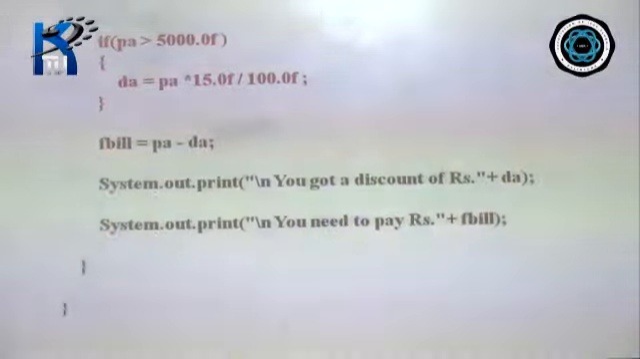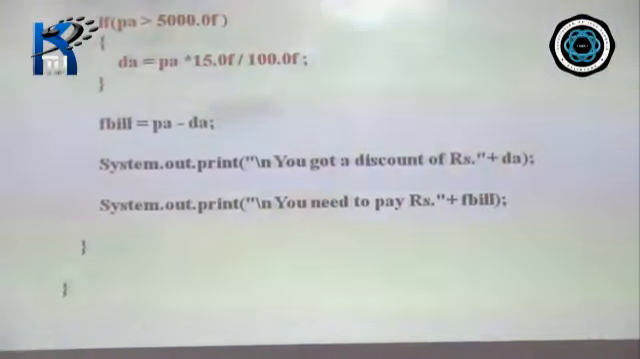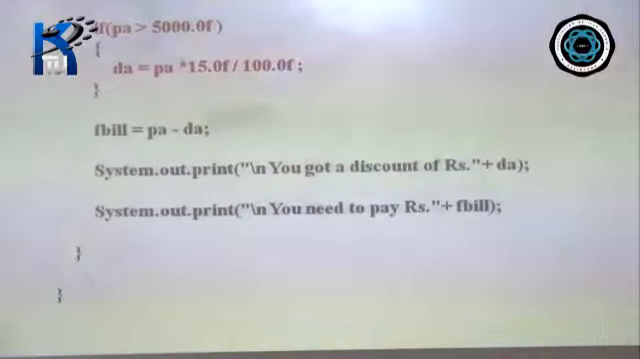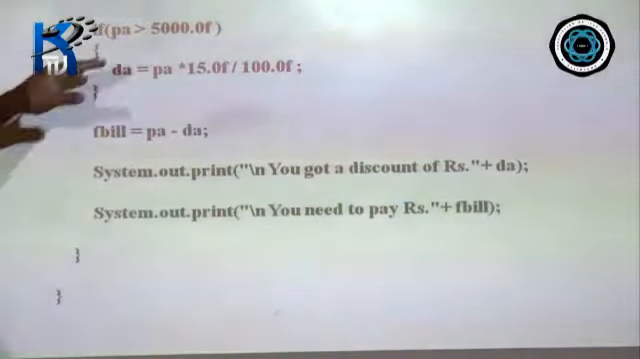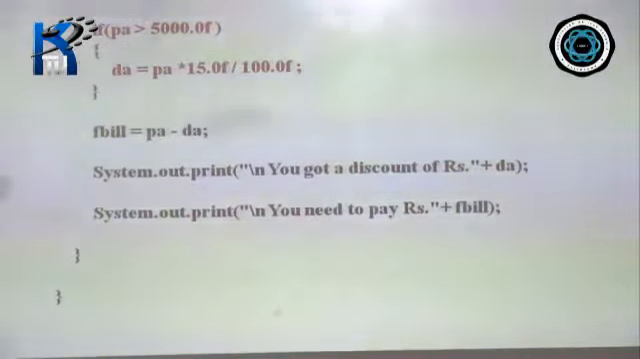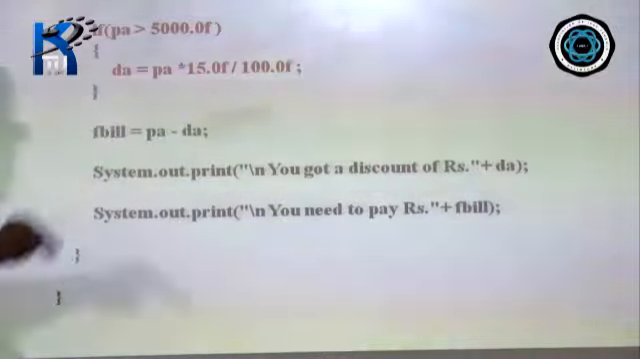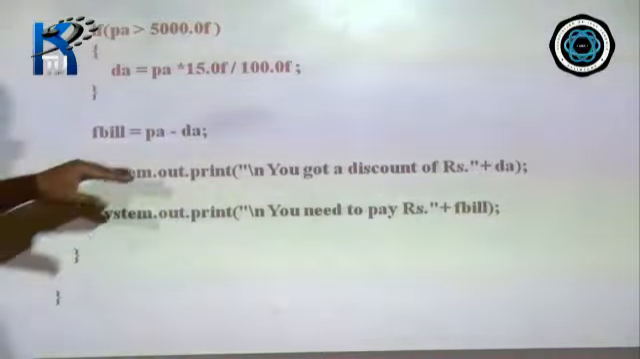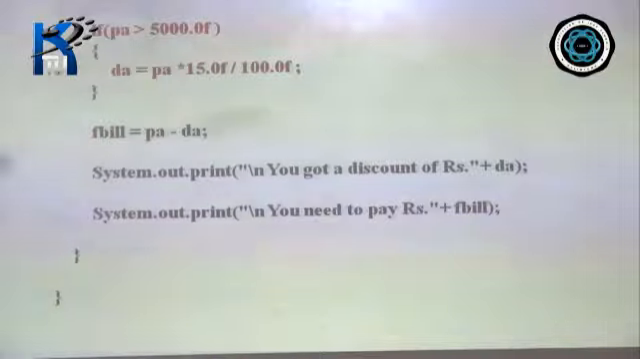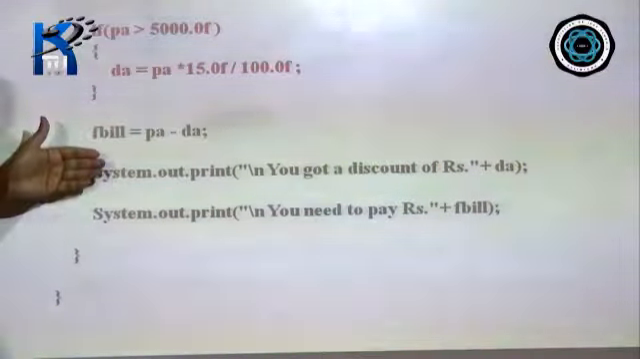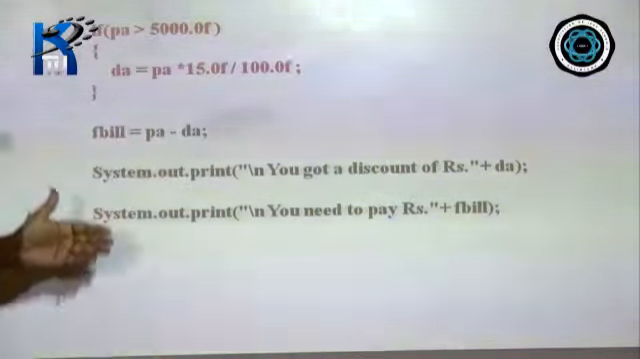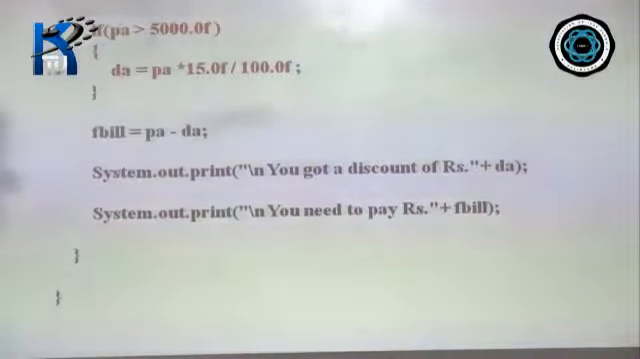Okay. So we have asked the user for purchase amount, stored it in a variable called PA. Then we have checked whether the value of PA is more than 5,000. If it is more than 5,000, we have given a discount of 15%. We have subtracted the discount amount from the purchase amount, that is the final bill. And finally, we have displayed the discount amount and the final bill. So let's run this program now.